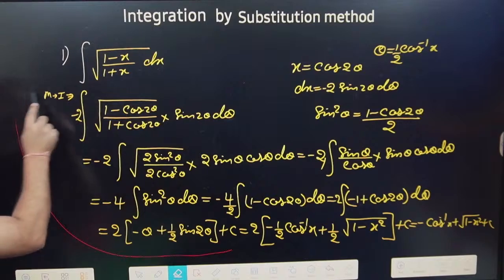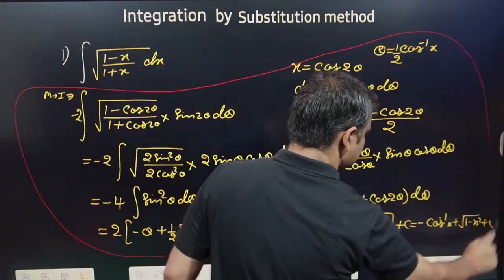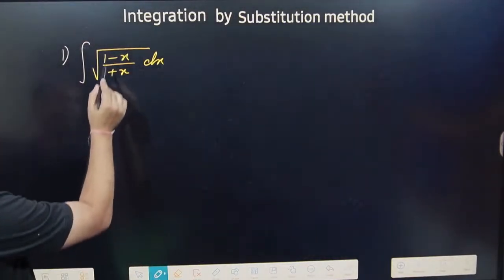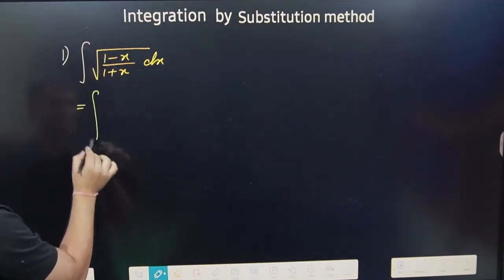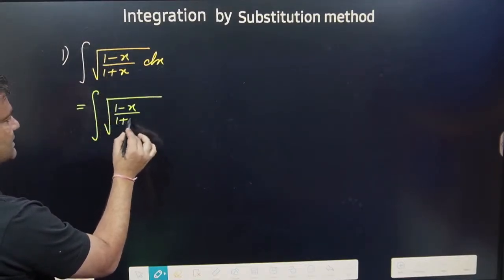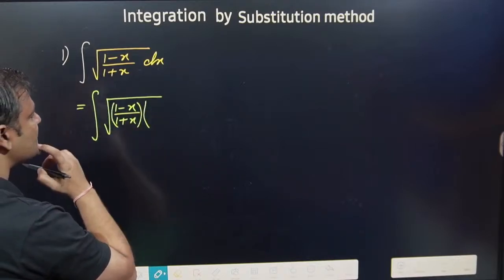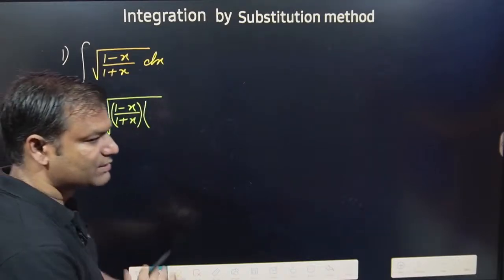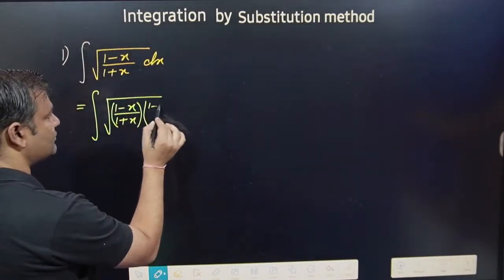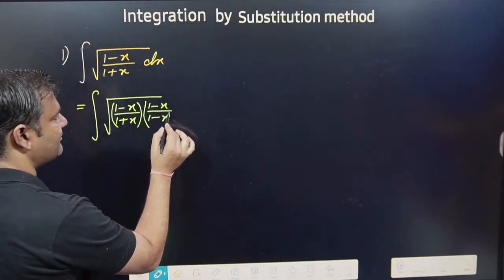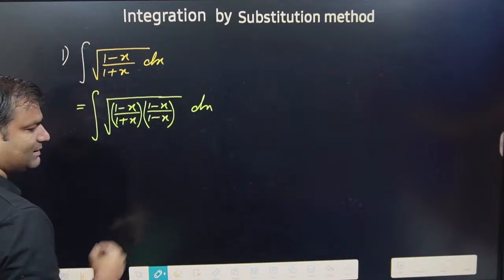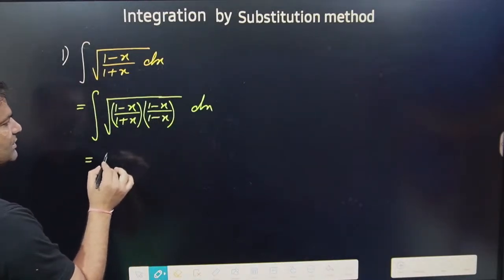You can solve this question by another method also. Look here very carefully. I know that here is the integration of under root 1 minus x upon 1 plus x. Here, first of all, how can we remove the numerator root? Okay, so multiply and divide by under root 1 minus x.